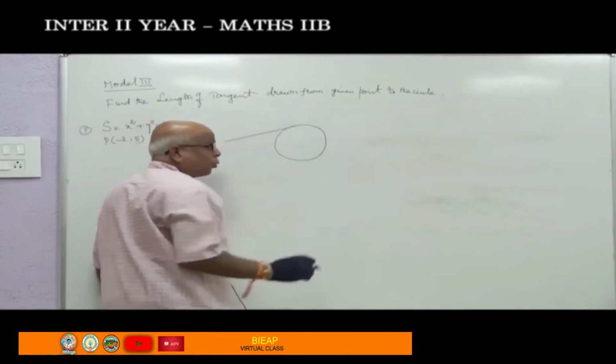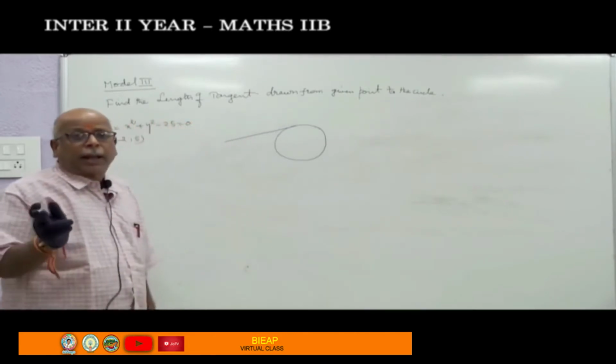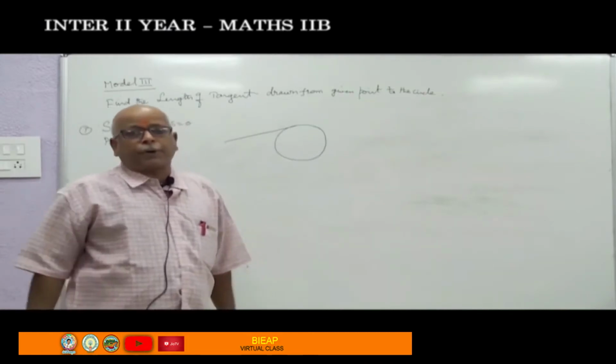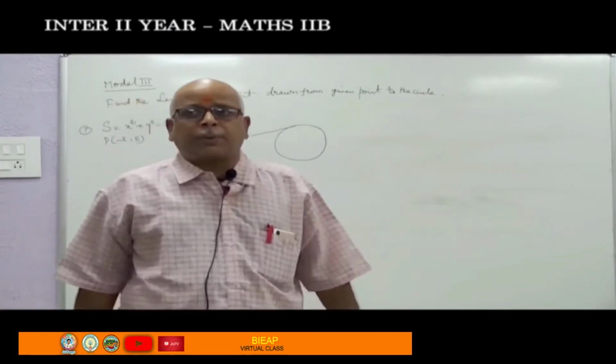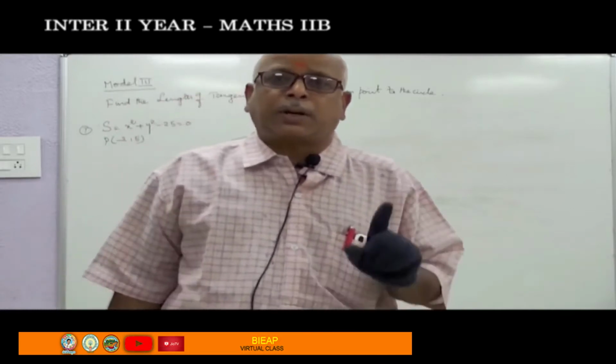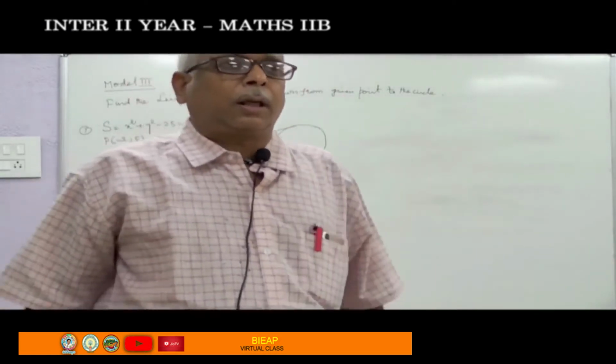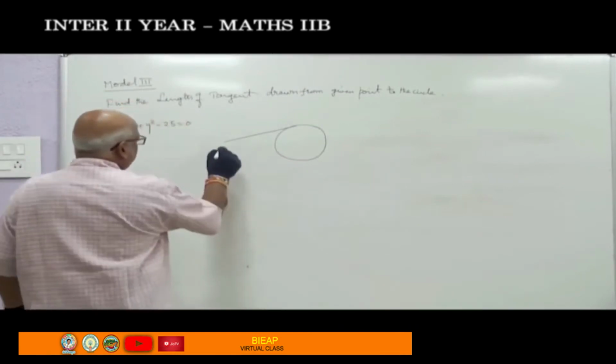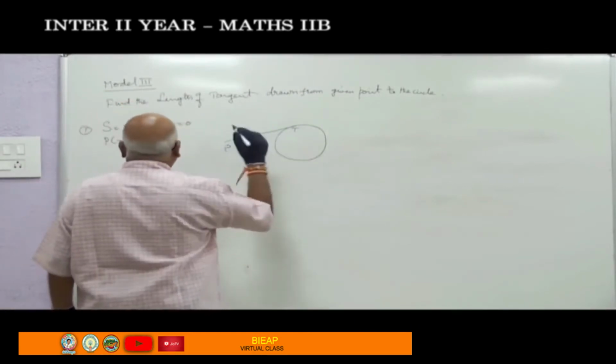Like this. Find the equation of tangent at the point means point lies on the circle. The positional importance is very much there. At means point will definitely lie on the circle. From means point will lie outside the circle. So this PT length you have to find out.